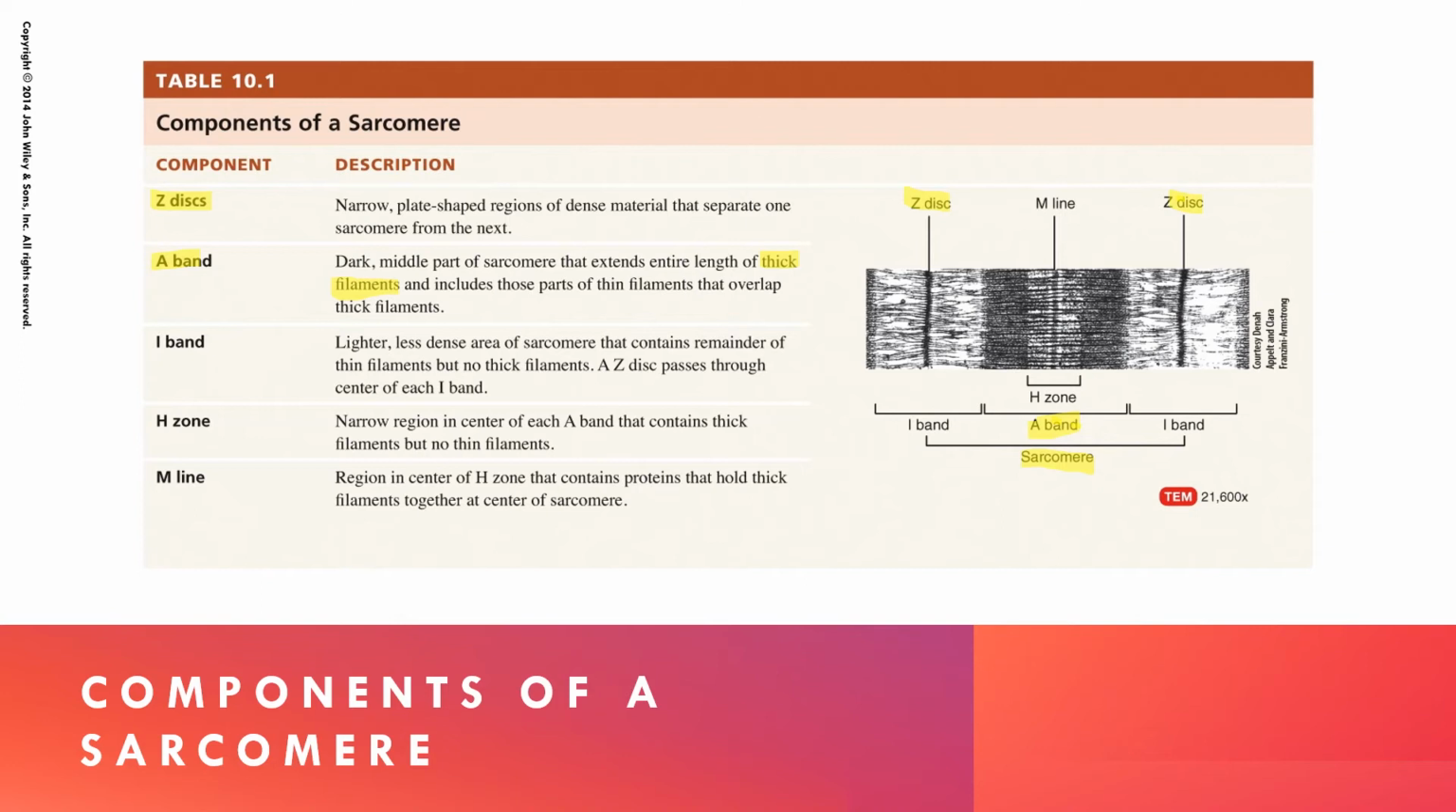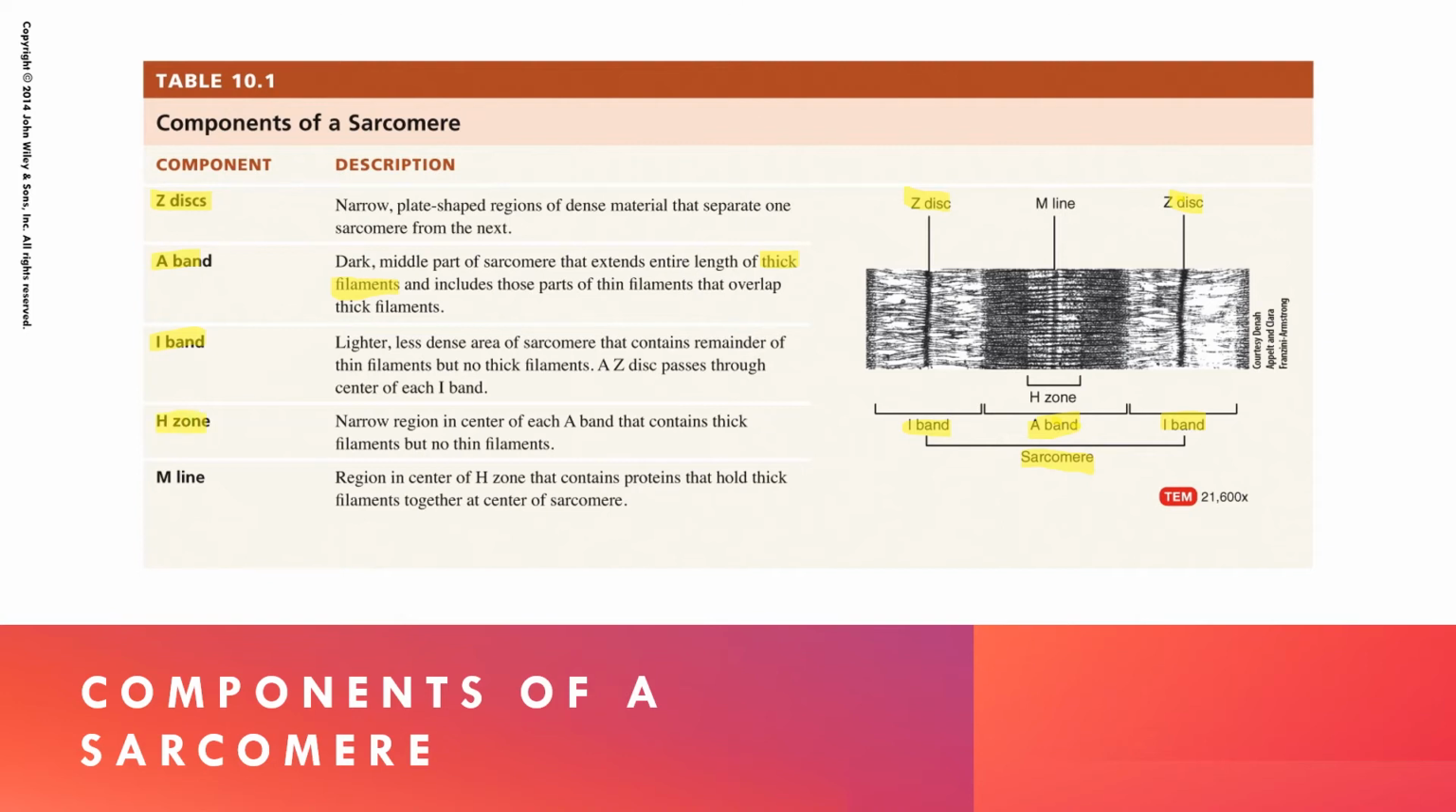So toward each end of the A band, we have a zone of overlap, and this is where the thick and thin filaments lie side by side. They actually overlap one another. Next, we have the I band. This is going to be a much lighter, less dense area. You can see it labeled here. And this contains the rest of the thin filaments, but there are no thick filaments in this area. And we have the Z disc that actually passes through the center of each I band.